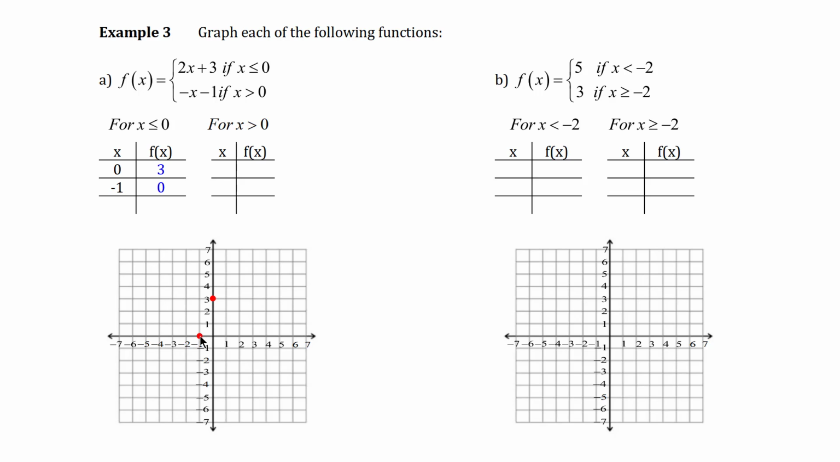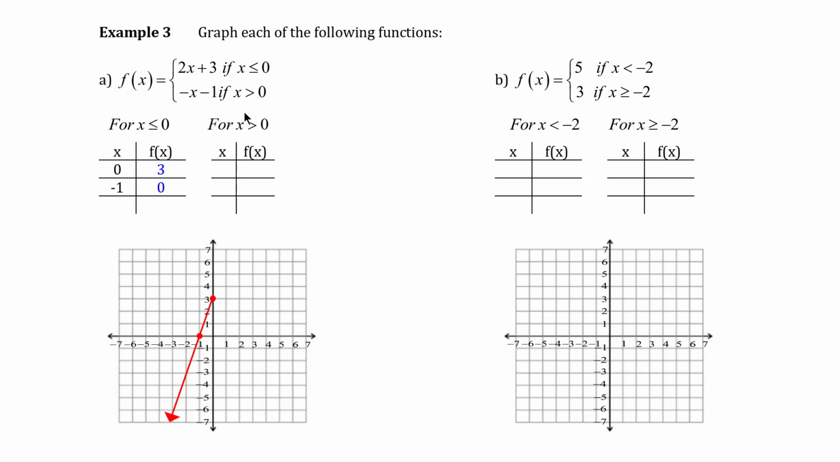Now this portion of the graph only uses x values that are less than or equal to 0. So when we graph our line, we're only going to use the part of the graph that uses the x values of 0 all the way towards negative infinity. So here's our line. Next, we're going to graph the bottom equation.